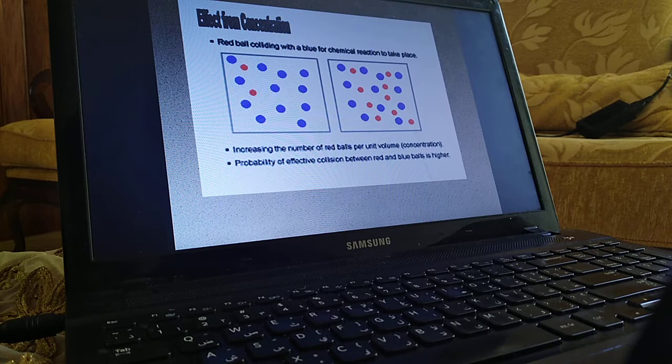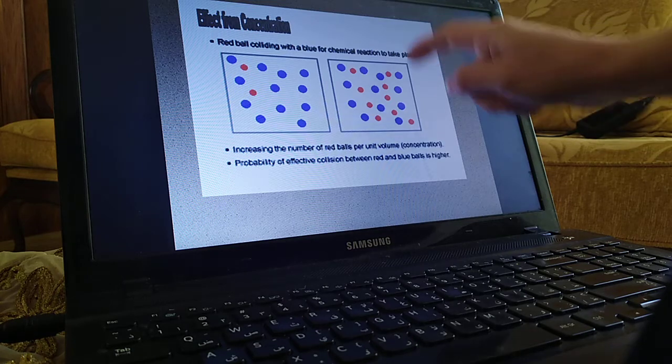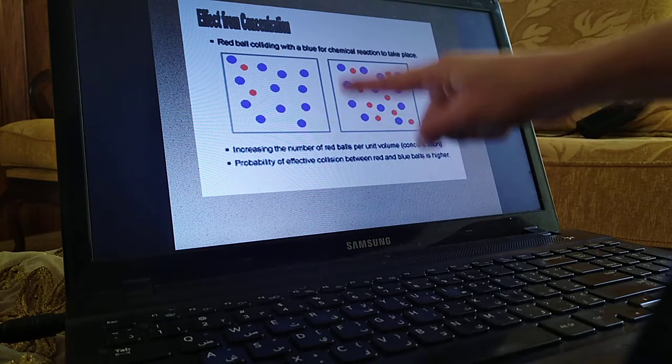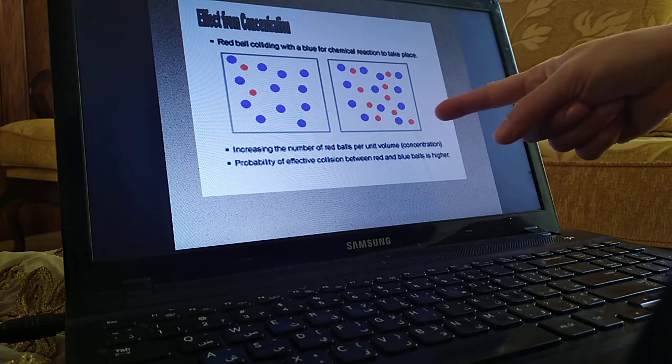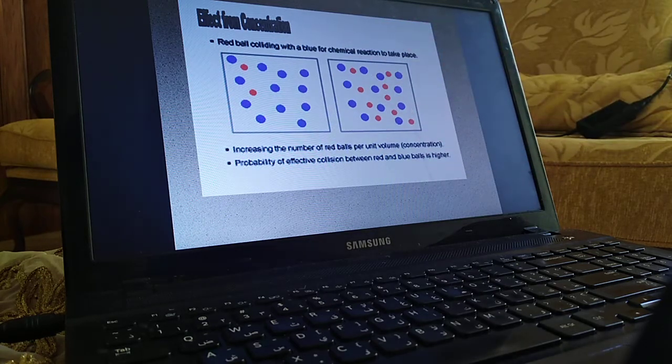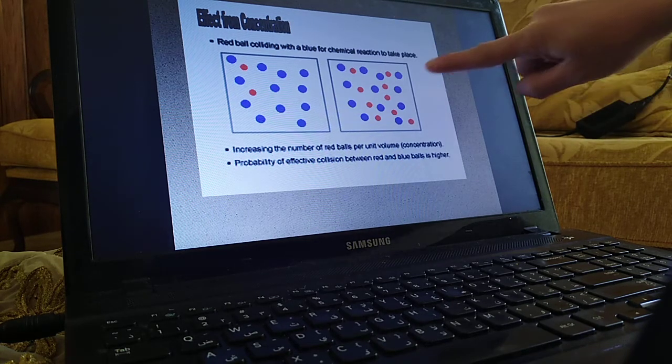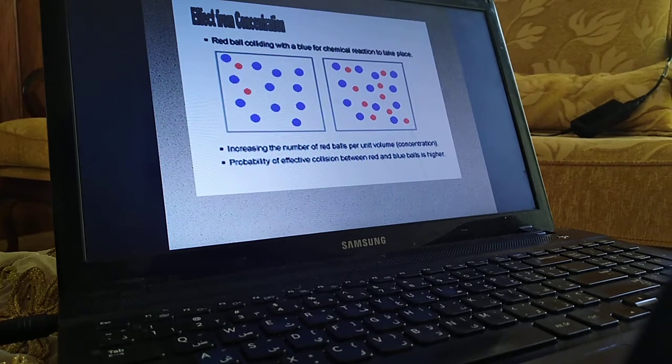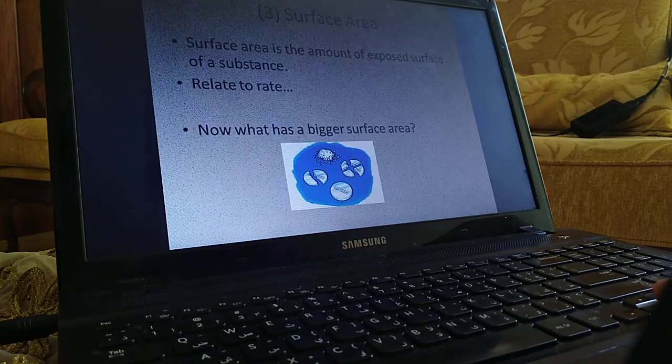If you look at these two pictures, you're going to notice that the chance or the probability of successful collisions or of hitting particles more is more here. We have a bigger chance of more particles hitting each other in the right picture because we actually have more particles, so they have more chance to react. So the rate of the reaction will be higher in higher concentrations because we actually have more particles to interact.